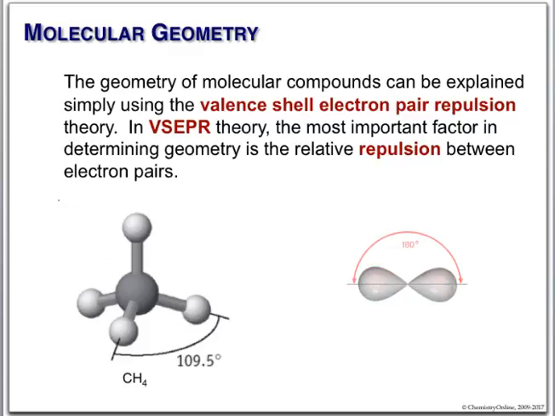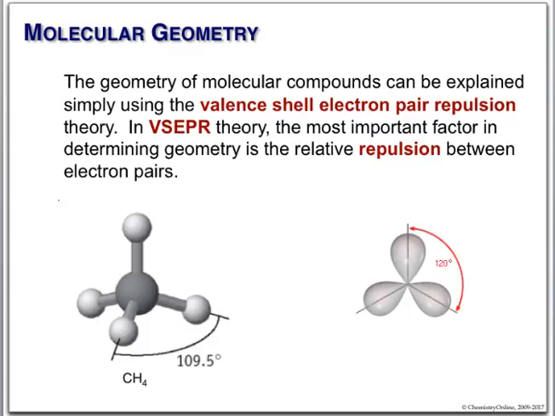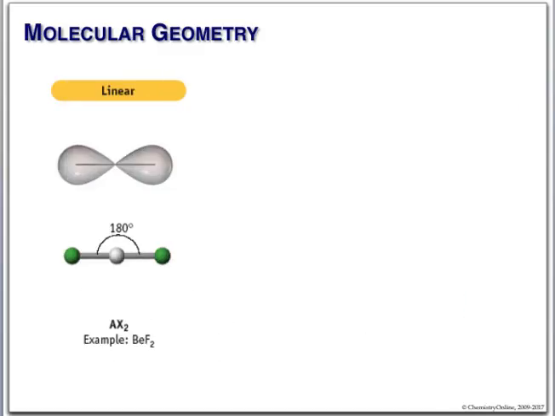Again, we're going to deal specifically with 1, 2, and 3 in this course. So, adding one, adding another to make tetrahedron. So let's look at these. If we have a central atom and 2 things attached, our geometry is going to be like this, and it's going to be linear.